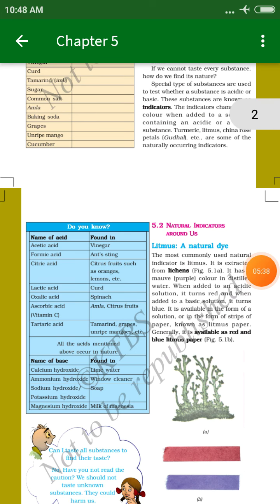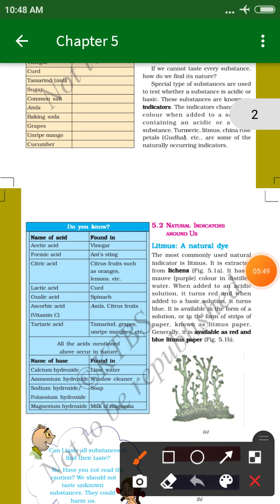Here are some natural indicators around us. Litmus is a natural dye. The most commonly used natural indicator is litmus. Here, figure 5.1, lichens. Litmus has a purple color in distilled water. When added to an acidic solution, it turns red, and when added to a basic solution, it turns blue.